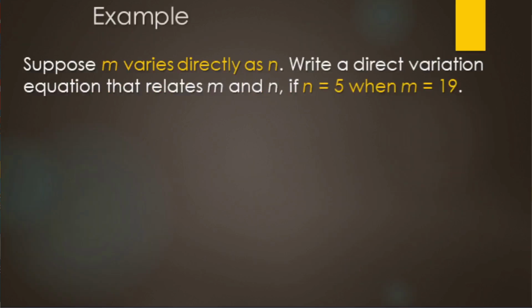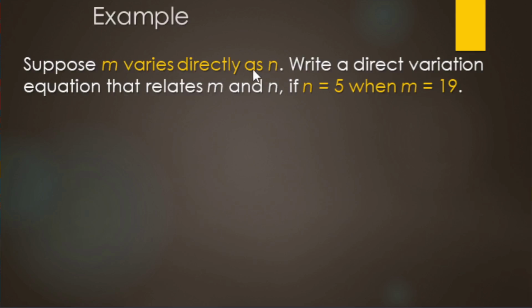So here's an example using that. We know m varies directly as n. Write a direct variation equation when n equals 5 and m equals 19. Part of this lesson is just figuring out what these words mean. It's about definitions and knowing your new vocabulary.